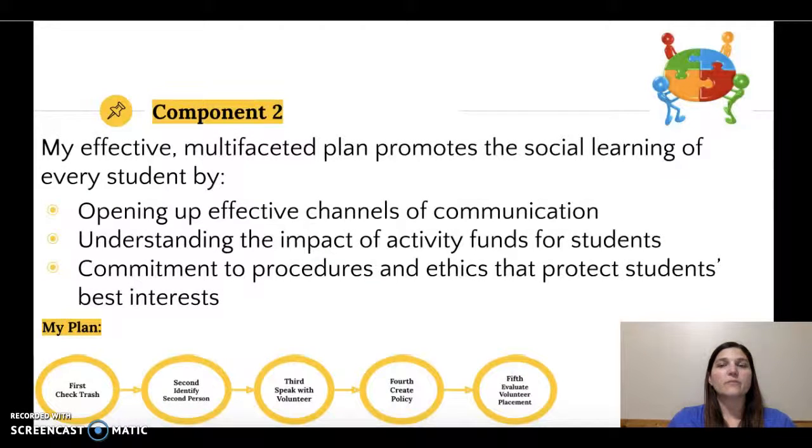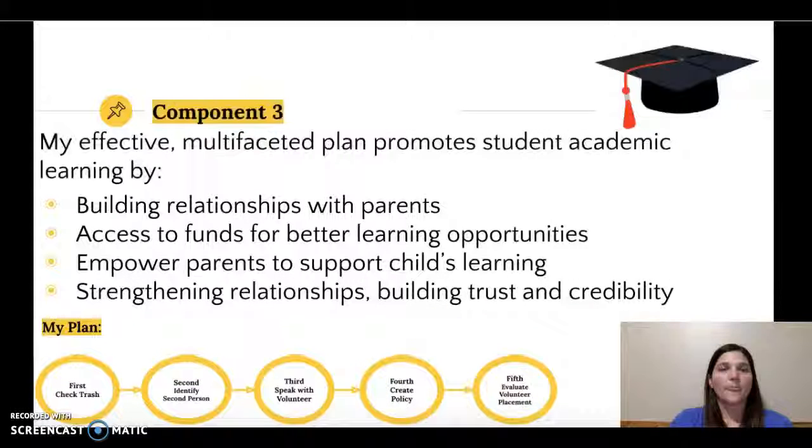Component 2, my plan promotes social learning of every student by, first, opening up effective channels of communication, by understanding the impact that funds provided by the services rendered by these student volunteers, that impact and the extra learning opportunities that they can provide for students, and also by committing to these procedures that prove that we have safe and ethical practices in place so that we can best support our students' interests.